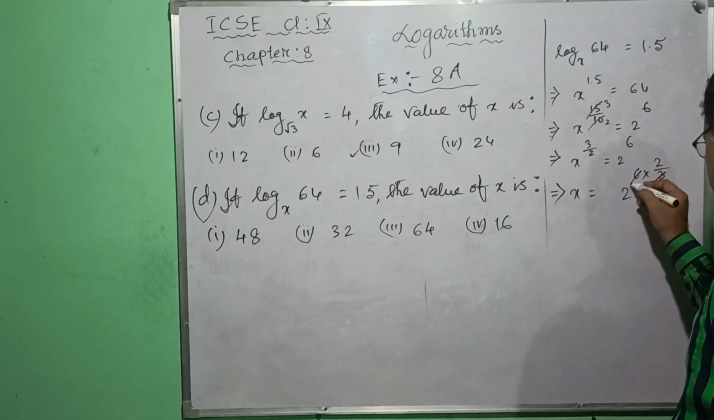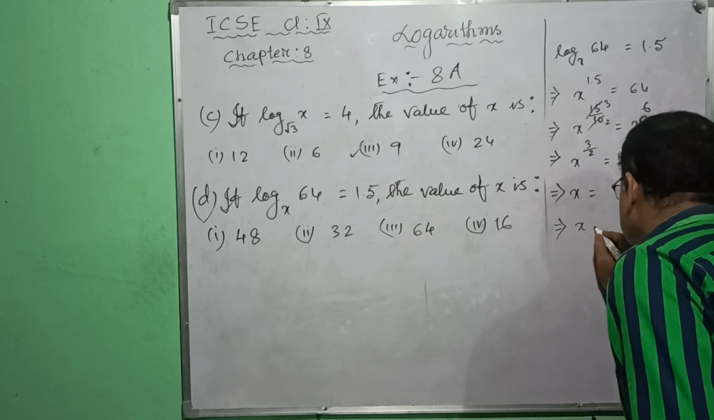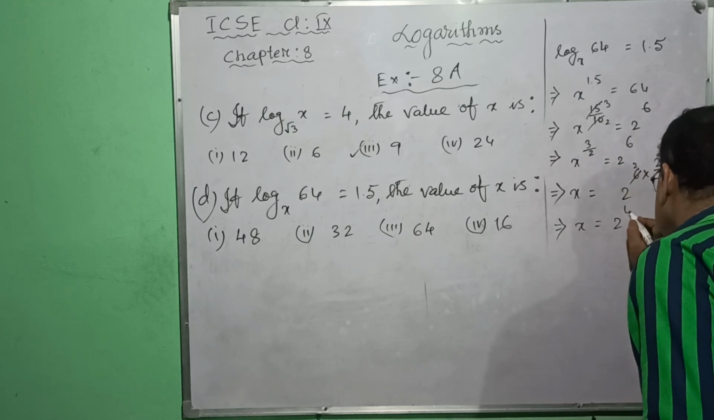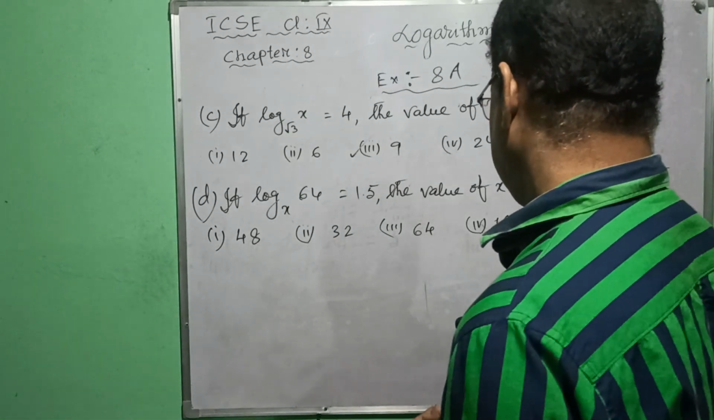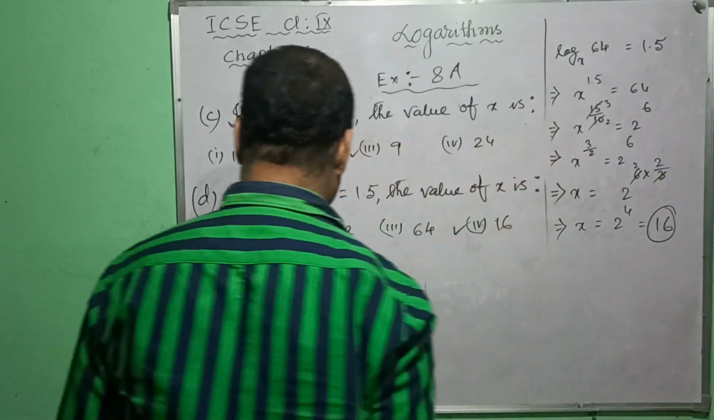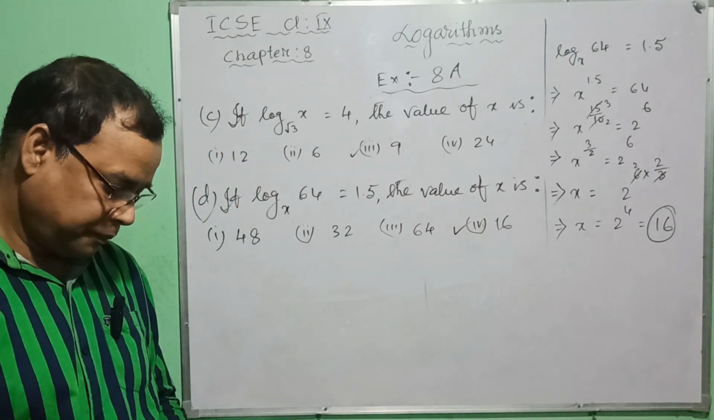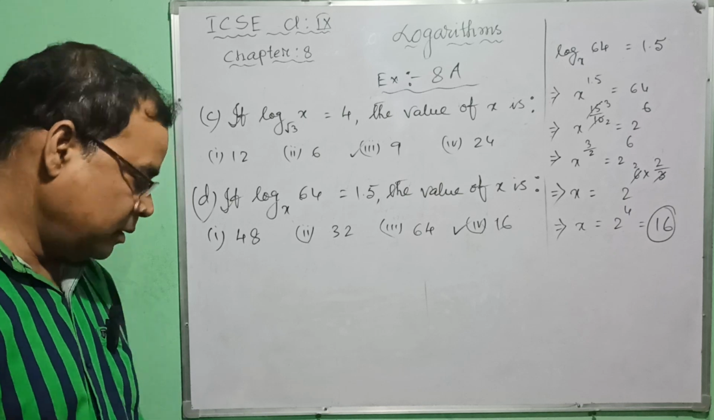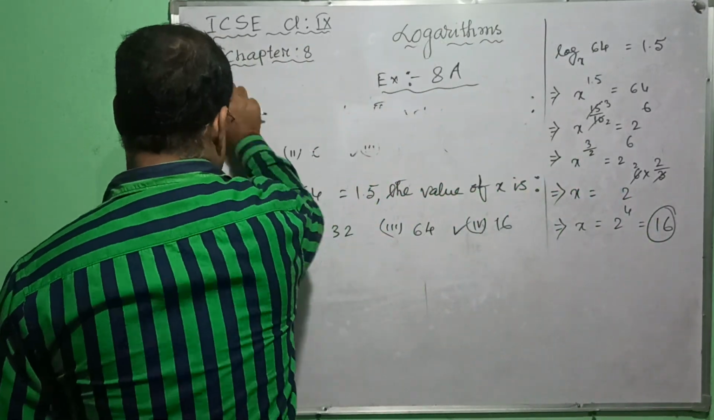Then 2 to the 6 times 2 by 3 is 2 to the 4. This implies x equal to 2 to the power 4 equal to 16. So our correct option is 4. Now E. Now D finished.